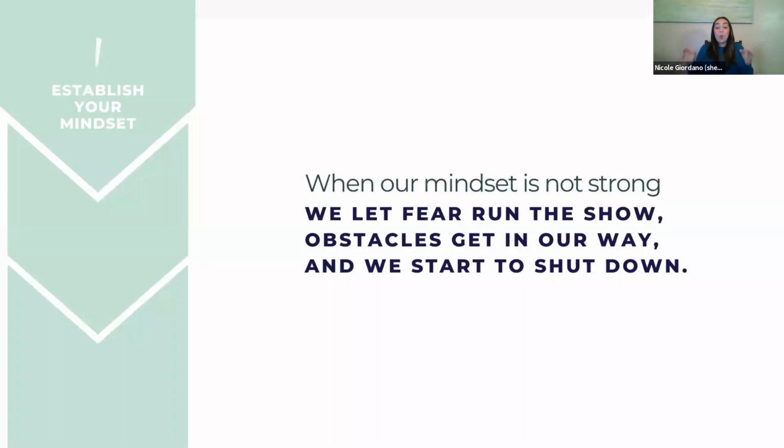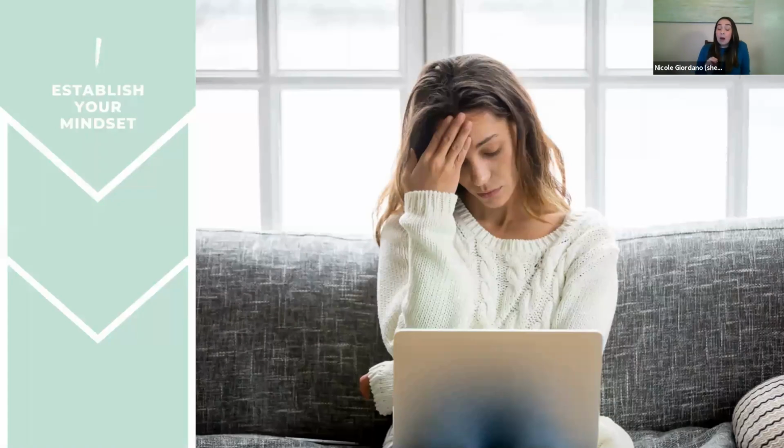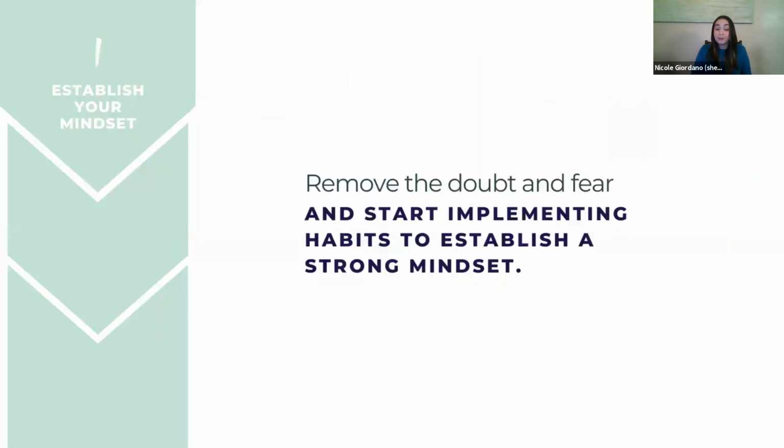So first, before we dive in, what happens when our mindset is not strong? We let fear run the show, we let obstacles get in our way, and we start to shut down. We get stuck because we doubt ourselves and we worry that every decision we're making is wrong. And that is when we stop taking action on our goals. Doubt and fear are business killers, okay? So I want you to remove the doubt and the fear and start implementing habits that establish a strong mindset. We have to kick the bad habits and develop new ones that strengthen your confidence, remove the fear, squash the doubt, and allow you to take action on your goals.